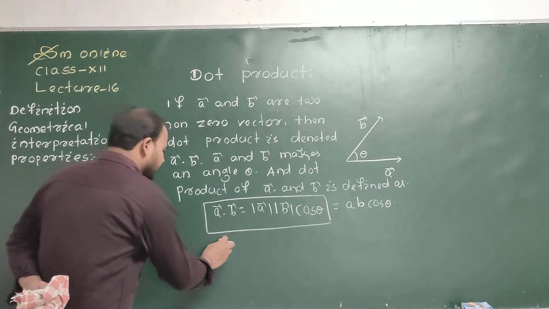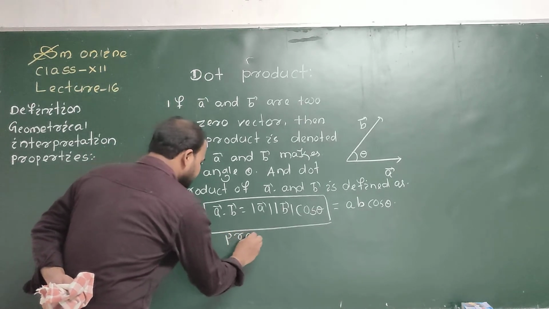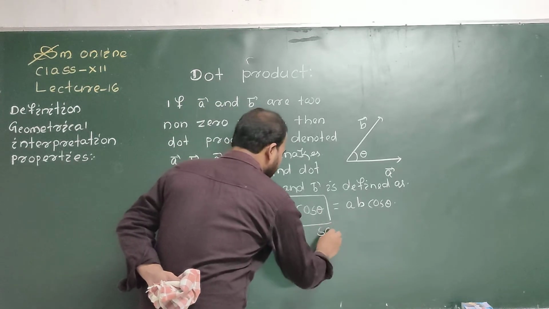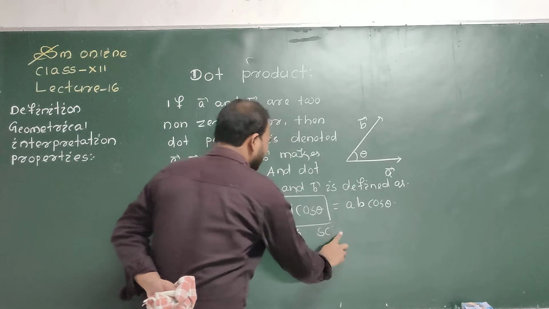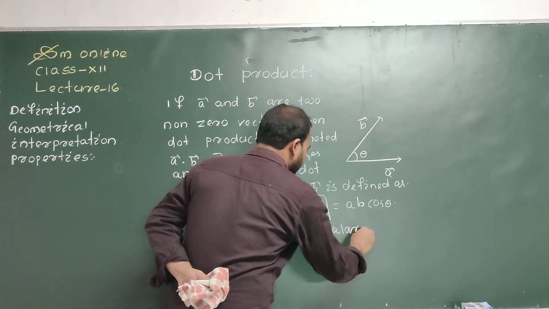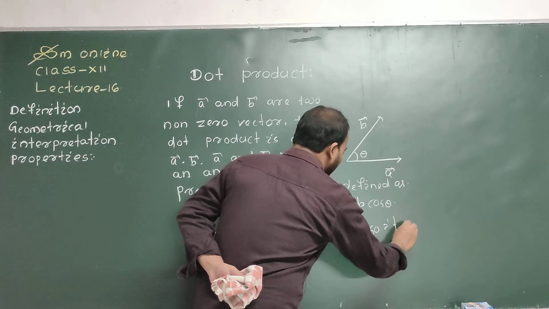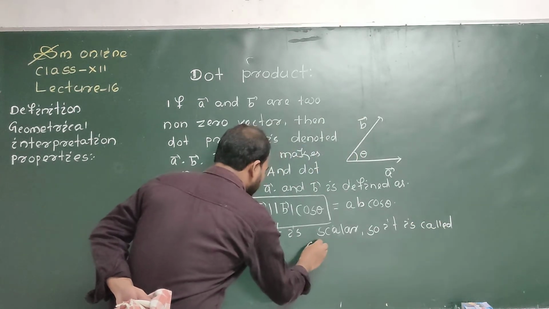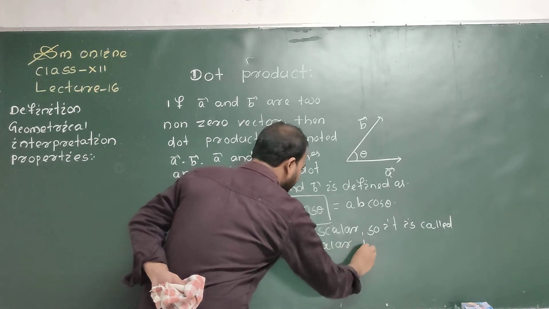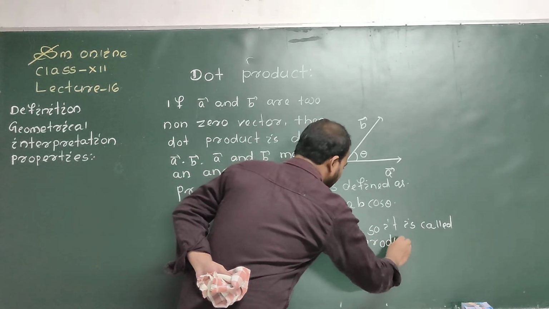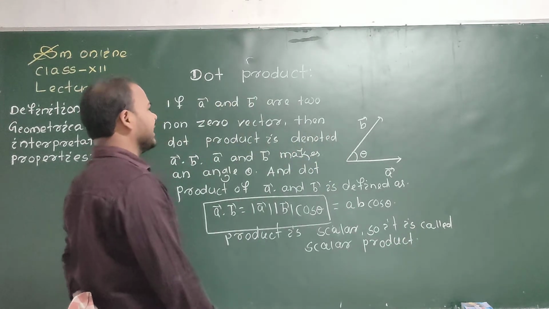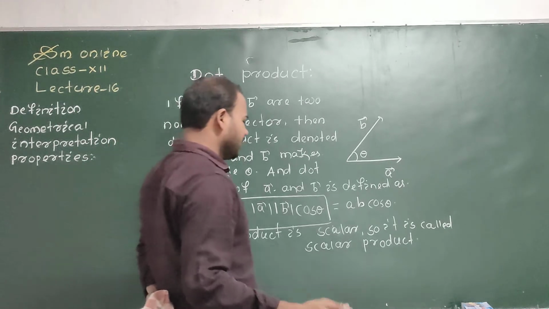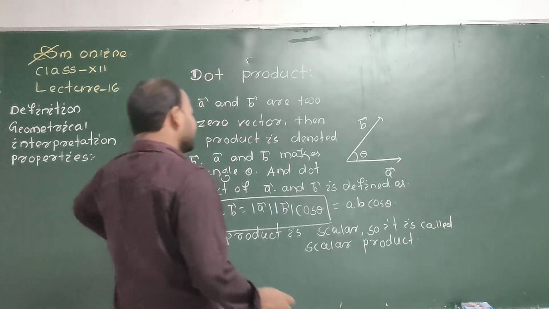That is why A dot B is also called the scalar product. The product is a scalar, so it is called scalar product. That means dot product is also known as scalar product. Dot product means scalar product.